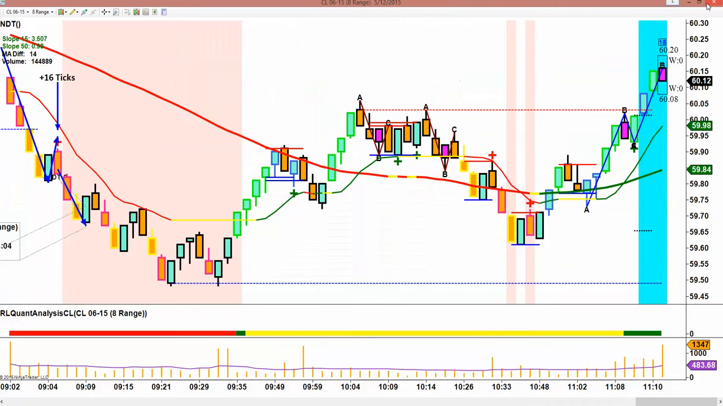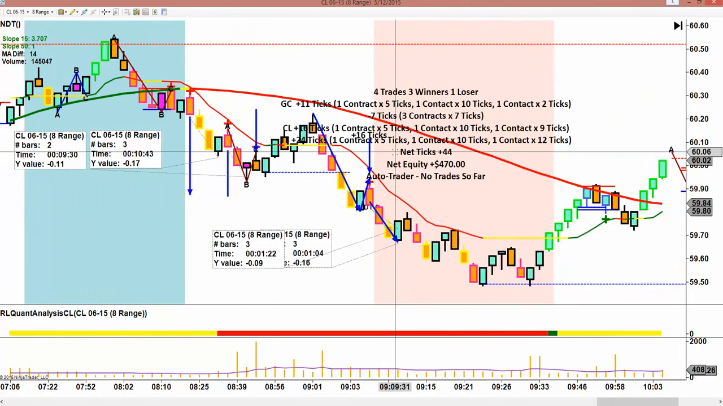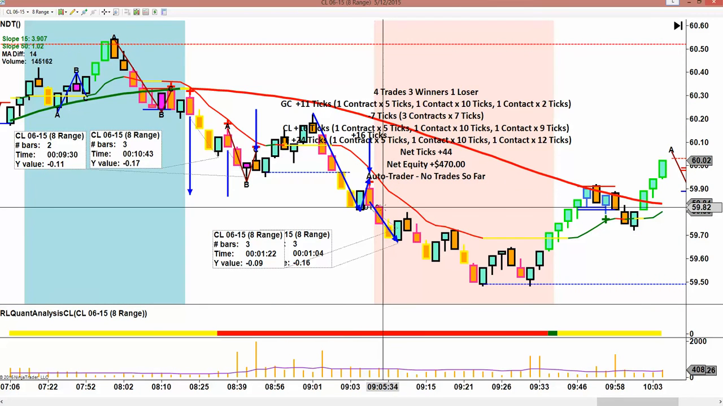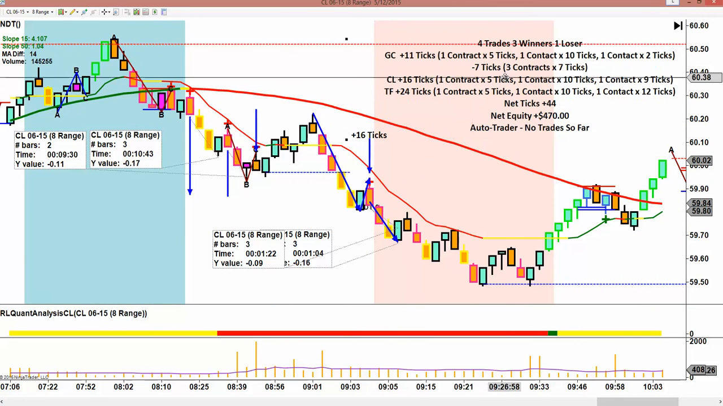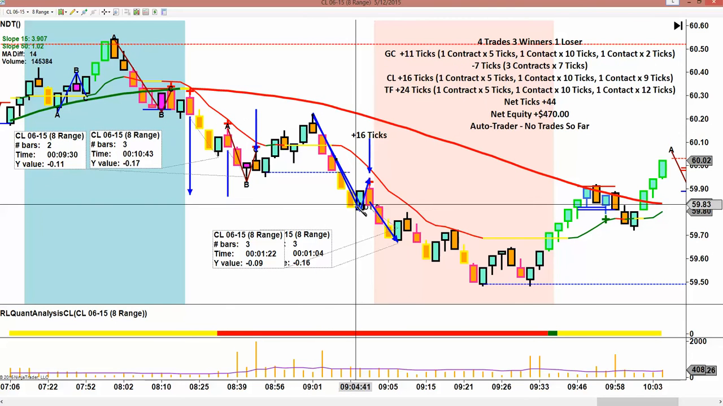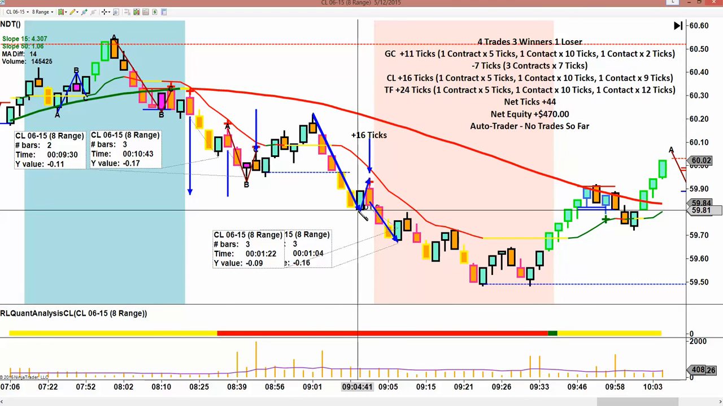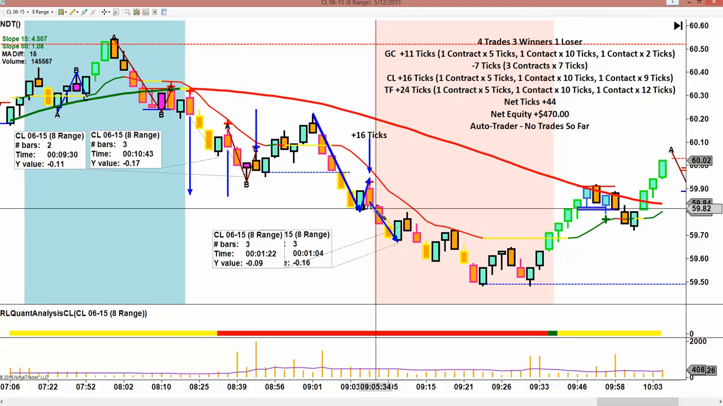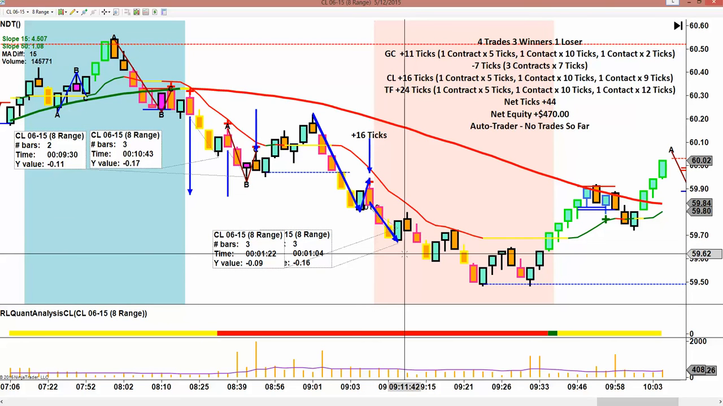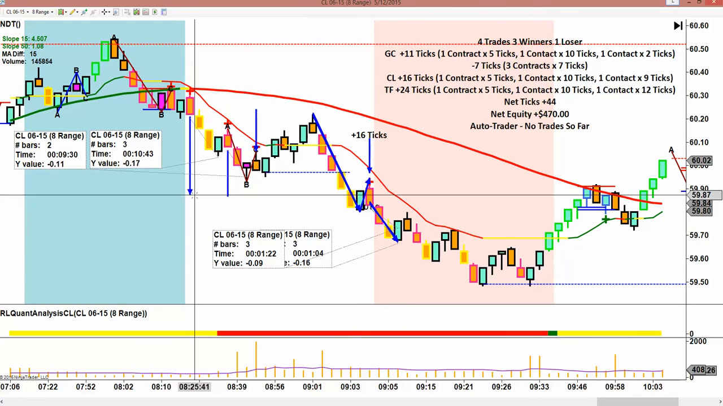On crude, we had this really, really nice trade here. 16 ticks, move to the downside. Retracement. Continue down for 16. This was a tough short right here.